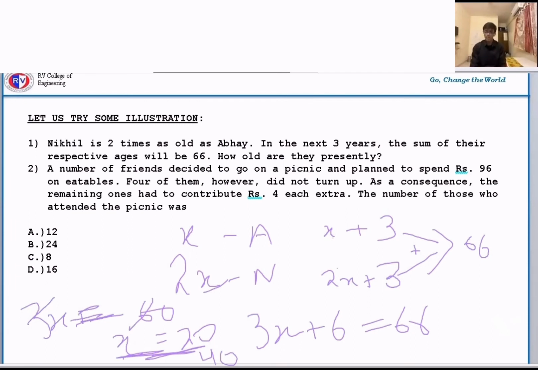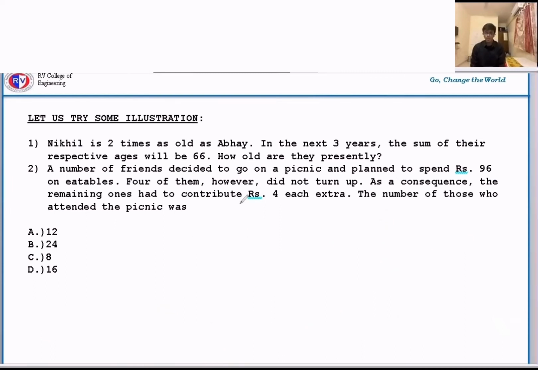Now, I would move on to the second question. See, over here, it is written that a number of friends decided to go on a picnic and plan to spend rupees 96. This means that the total number of friends that were going to the picnic are planning to spend a total amount of rupees 96 on the eatables. Now, 4 of them, however, did not turn up. As a consequence, the remaining ones had to contribute rupees 4.